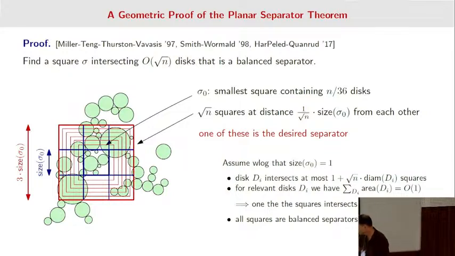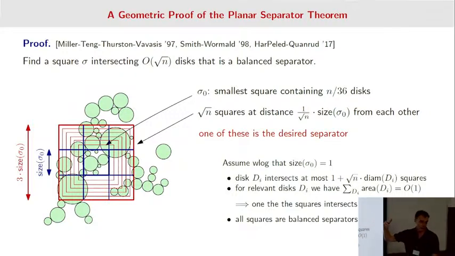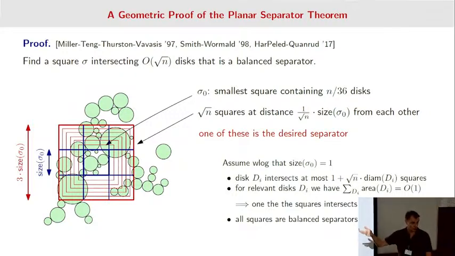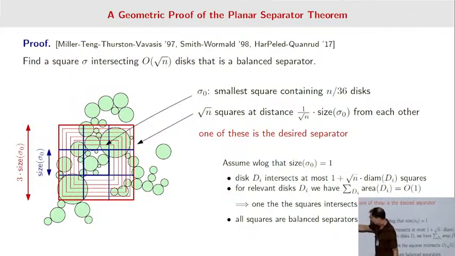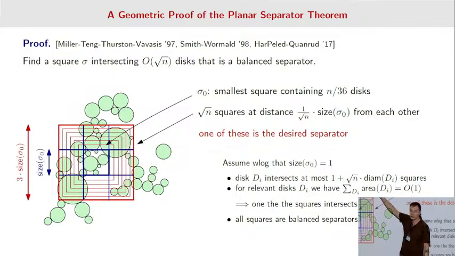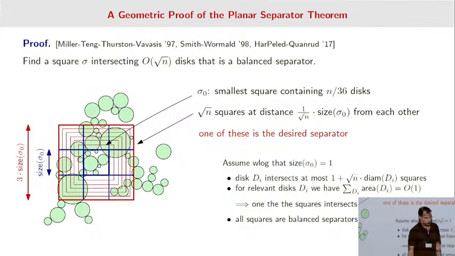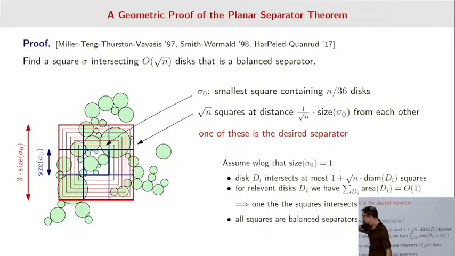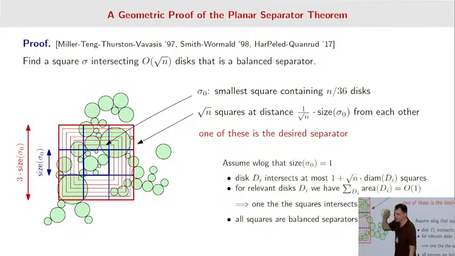So then the second question is: is this actually a balanced separator? You should have not too much inside, not too much outside. And I claim that this is actually true for any of my squares. Why? Well, there cannot be too many things outside, because I have some fraction inside. That was the choice of my blue disk. There are n over 36 things inside. There also cannot be too many things outside.